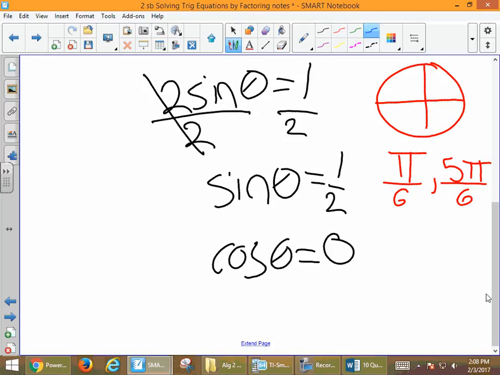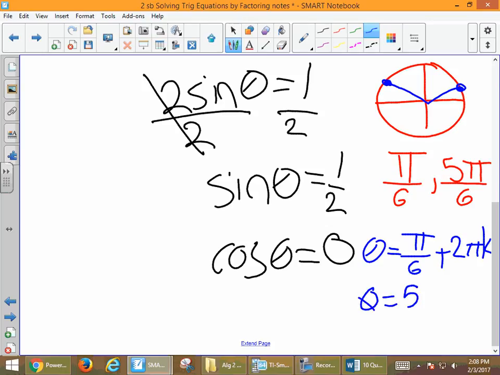Pi over 6 is roughly about here, and 5 pi over 6 is over here. So if we were to connect these, do we get a diameter? No. So what do we have to add to the end of each of them? 2 pi k. So we get theta equals pi over 6 plus 2 pi k, and theta equals 5 pi over 6 plus 2 pi k.